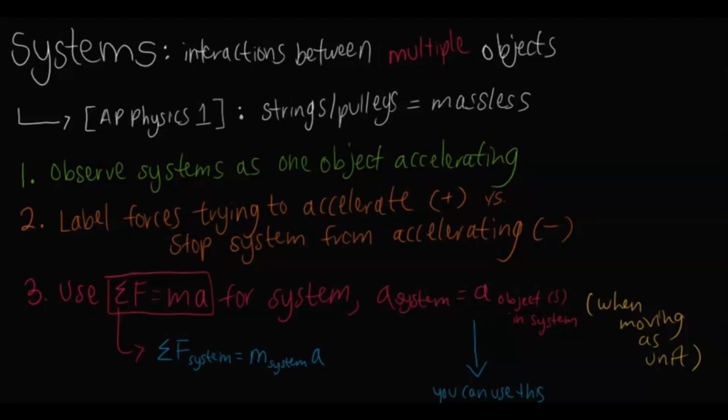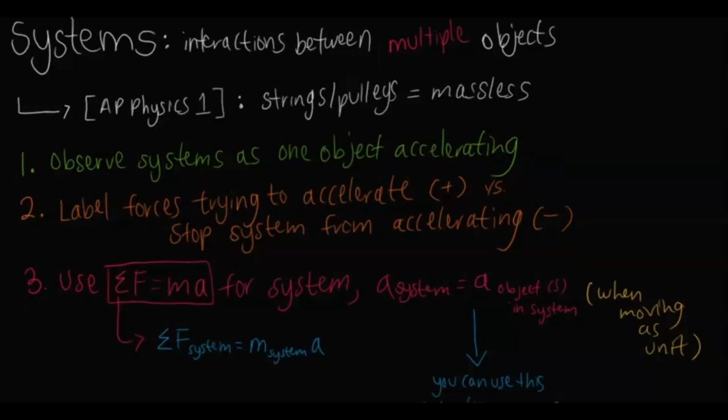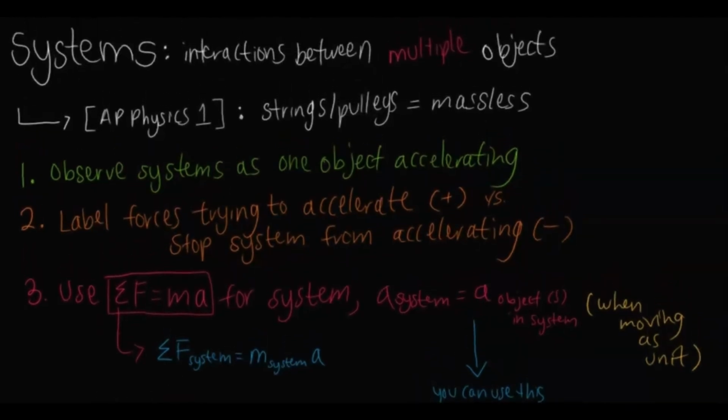For AP Physics 1, strings and pulleys are massless. A couple key pointers: you want to observe systems as one object accelerating. So you can take away the internal forces and then just observe the outside forces to see what's affecting the system, and then zoom in on that one object. You want to label the forces that are trying to accelerate versus trying to stop the system from accelerating. So that's looking at it from the lens of the system.